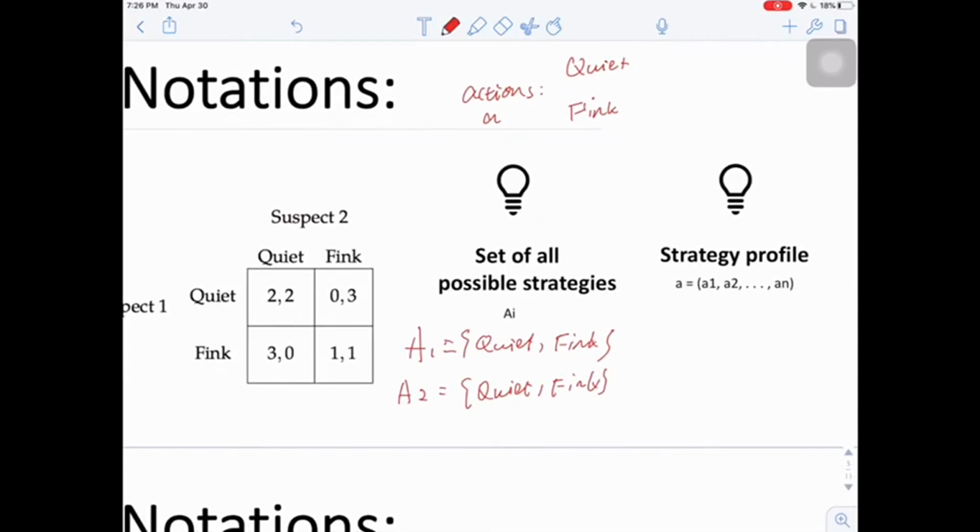And the strategy profile combines all the possible actions by all the players. Here it's very simple, we only have two players. Firstly, if player 1 chooses to be quiet, player 2 can choose to be quiet also. So this is one of the strategy profiles. And player 2 can choose think when player 1 chooses quiet. Oppositely, we have player 1 choose think and player 2 choose quiet, and player 1 choose think and player 2 choose think as well. So in this game setting, we have 4 possible strategy profiles.